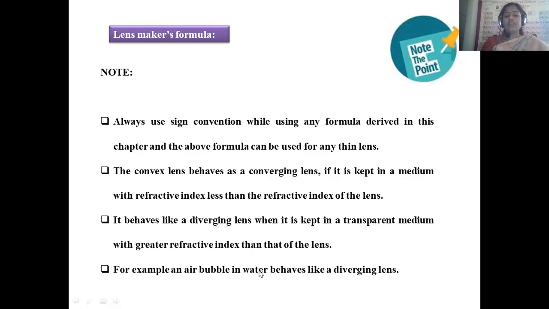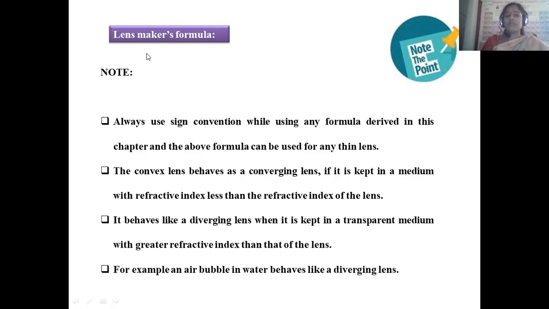For example, an air bubble in water behaves like a diverging lens. When we bubble air into water, an air bubble is generated, which is transparent in nature and has a lower refractive index when compared to water. Hence it works like a diverging lens, and image formation is not possible in this case.